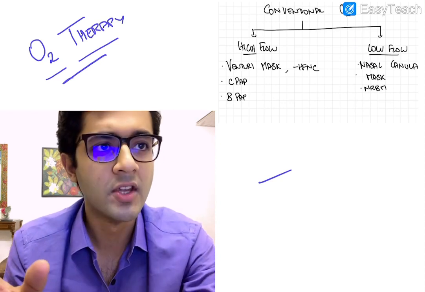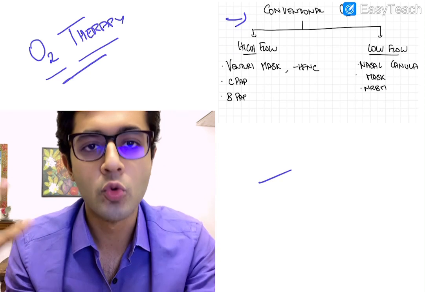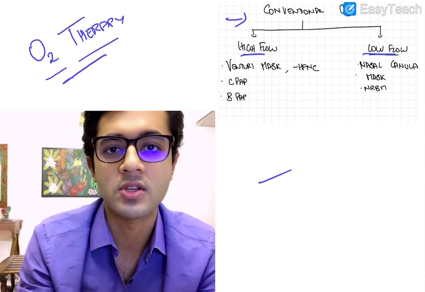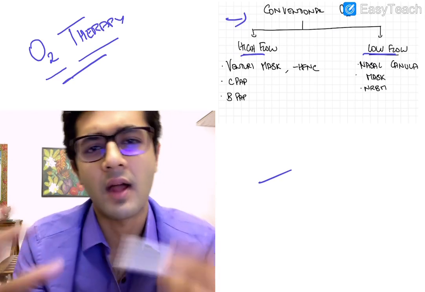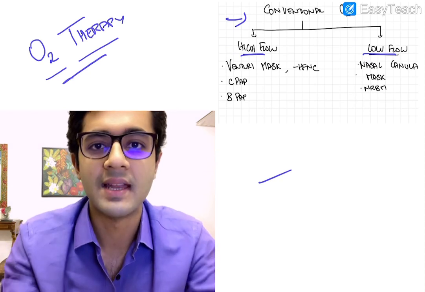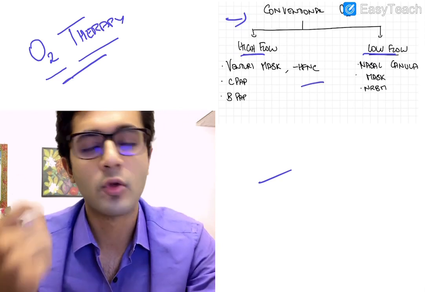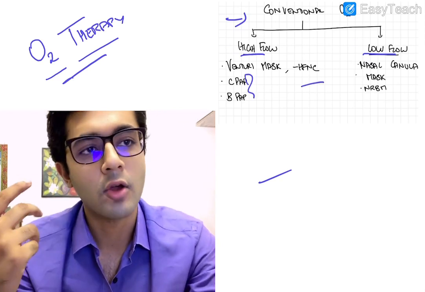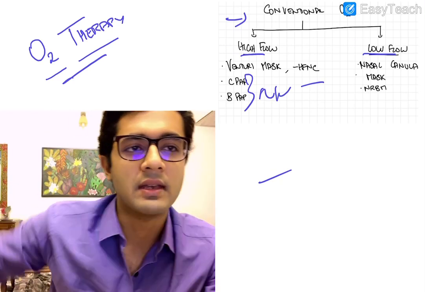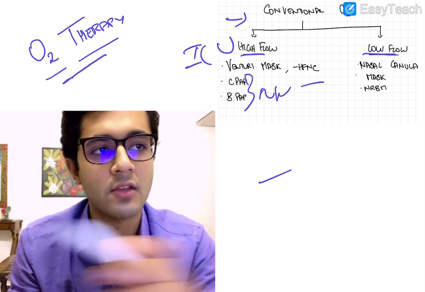Before I delve into it, conventionally O2 delivery or O2 therapy can be of two broad types. One is high flow oxygen therapy and the other is low flow oxygen therapy, or high flow oxygen devices and low flow oxygen devices. These are ways in which you can deliver oxygen to the patient. The high flow devices include a Venturi mask, a high flow nasal cannula, or non-invasive ventilation. Most of these high flow devices are limited to ICU settings, and this discussion is really not going to delve into any of that.